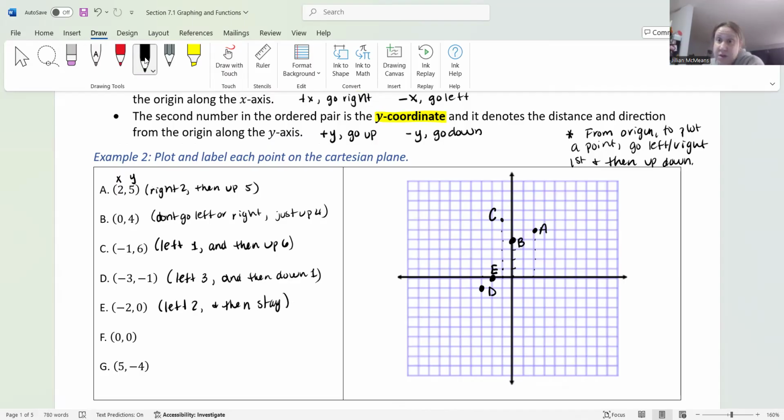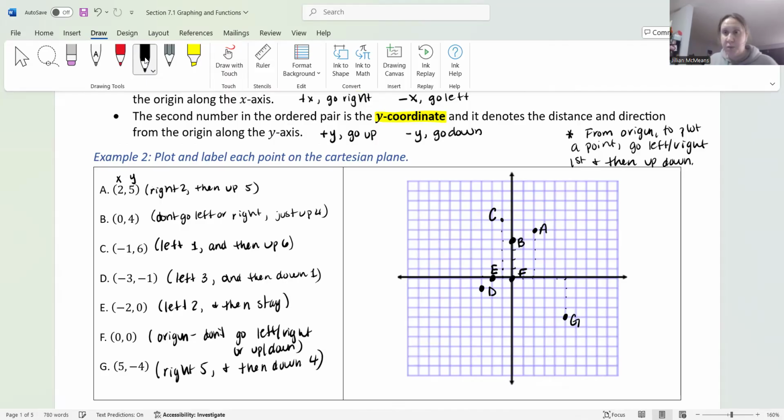For point F, we have just (0, 0), which hopefully you remember is the origin. So origin, don't go left, right, or up, down. And finally, we have the point (5, -4). So at the origin, I'm going to go to the right 1, 2, 3, 4, 5. And then I'm going to go down 4. So down 1, 2, 3, 4. And that puts me at point G. So I would go right 5 and then down 4. And that is plotting points in the Cartesian plane.